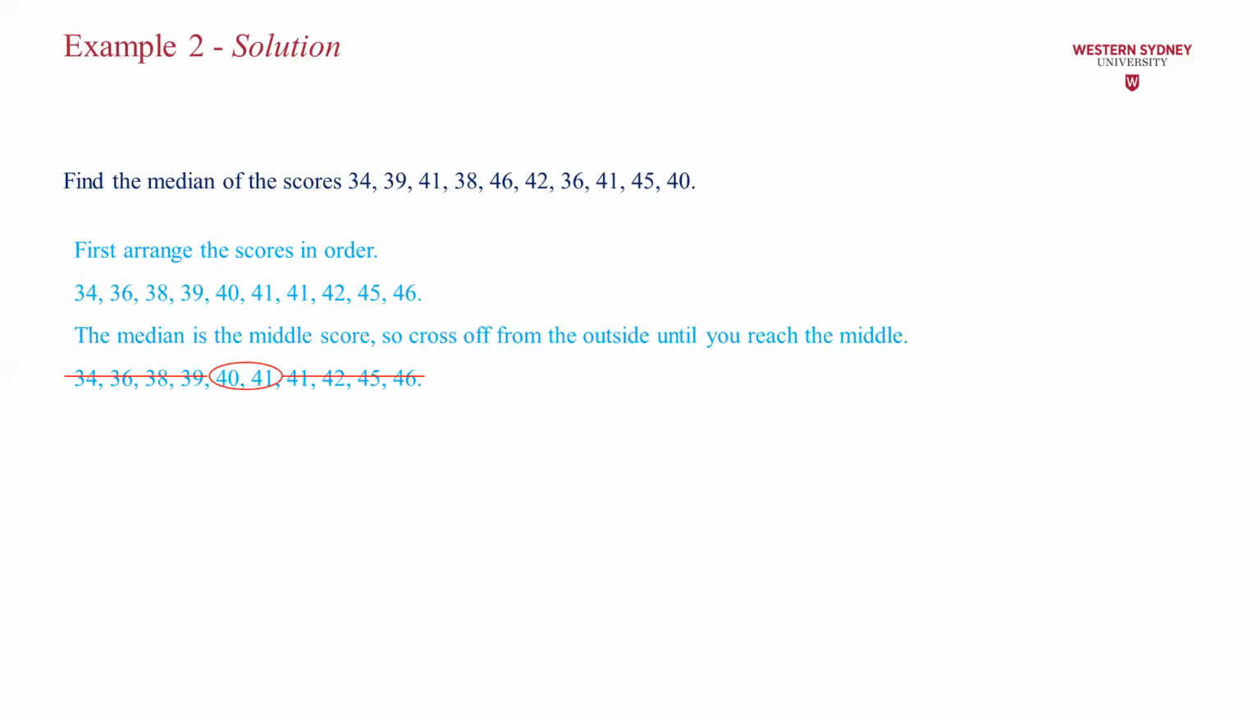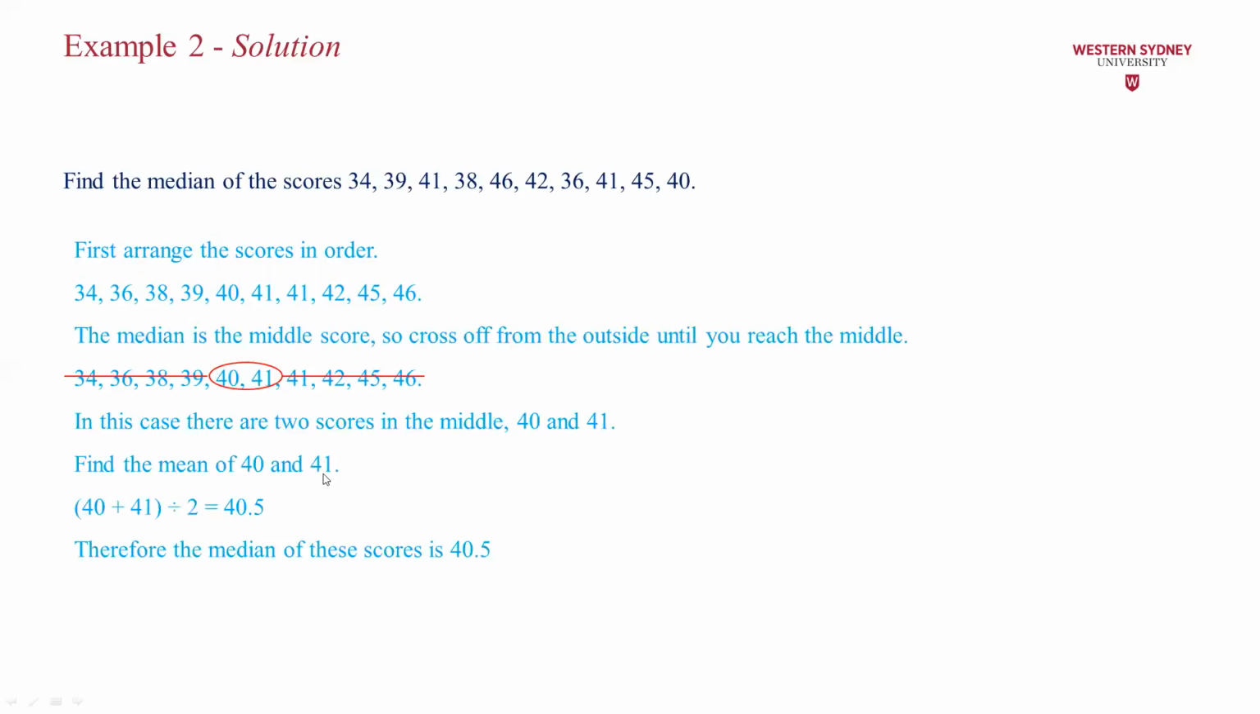You can see there are 2 scores circled. There are 2 middle scores. However, we only have one value for the median. So in this case, we need to take the 2 scores, 40 and 41, and find the mean of those, which is 40.5. So the median is 40.5.